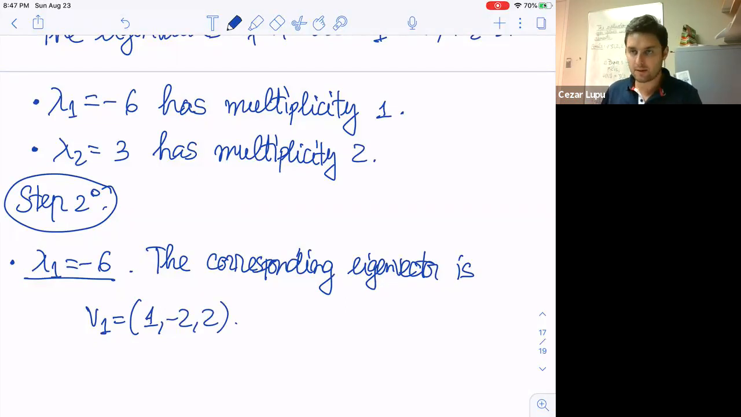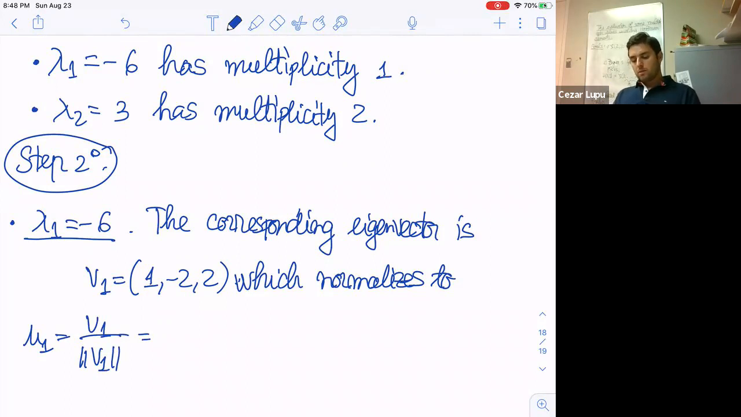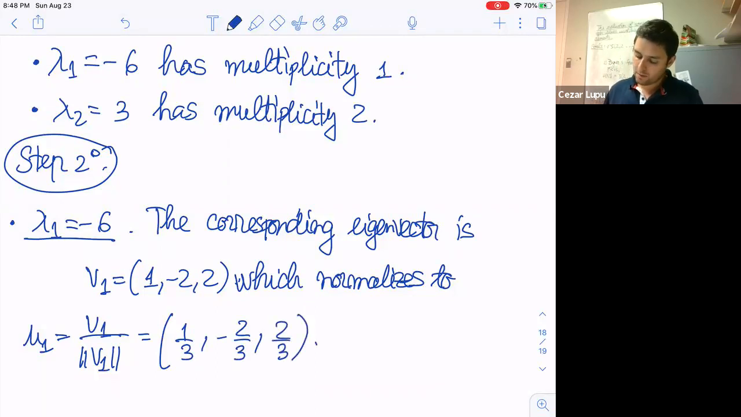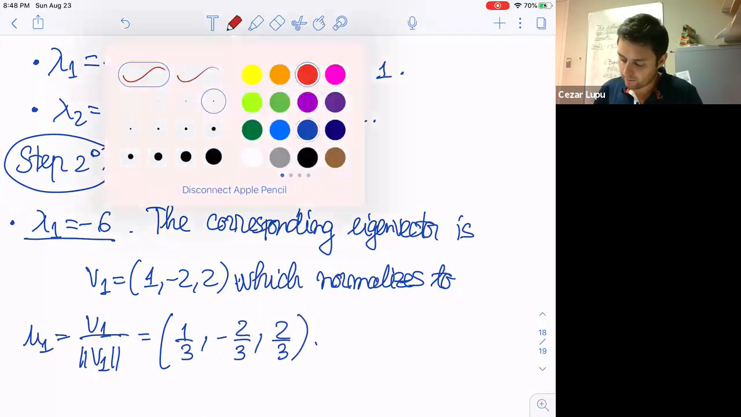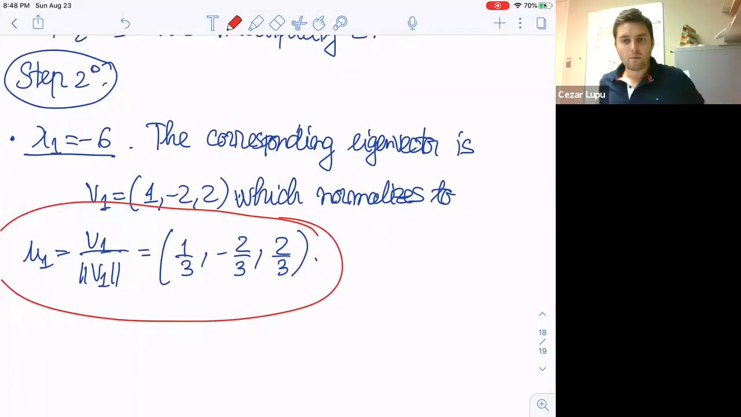And let's normalize this. We divide by the length of this, and let's denote this by U1. So U1 will be V1 divided by the length of V1, which will give us 1/3, -2/3, and 2/3. Okay, so we normalize this. Let's keep this in mind.